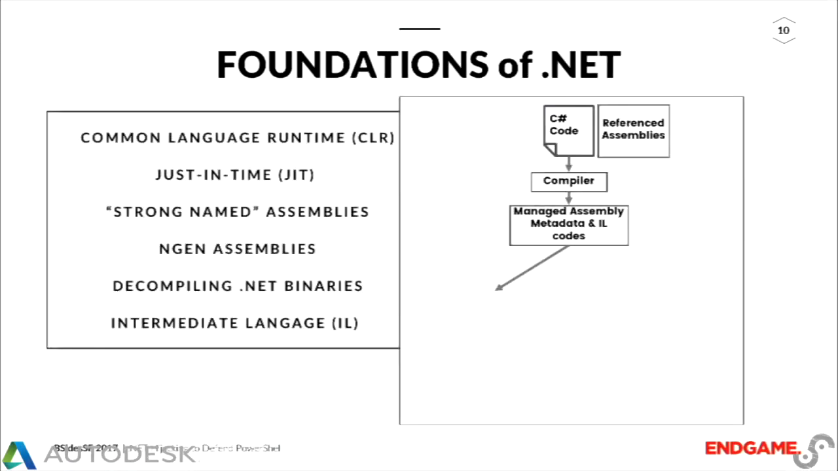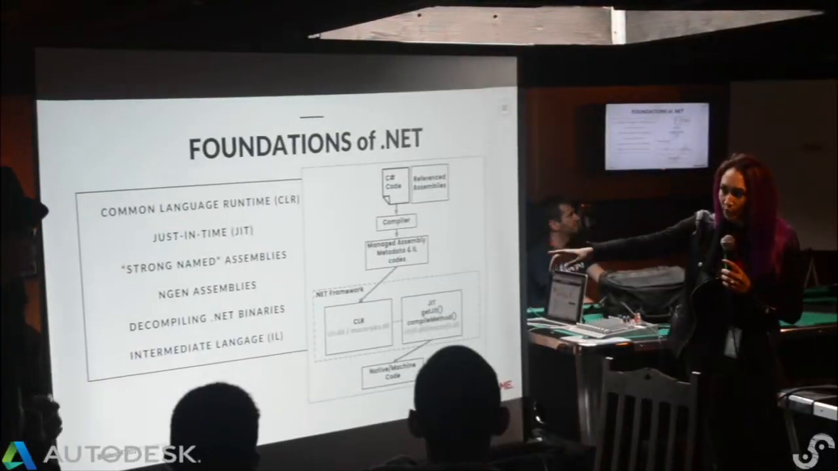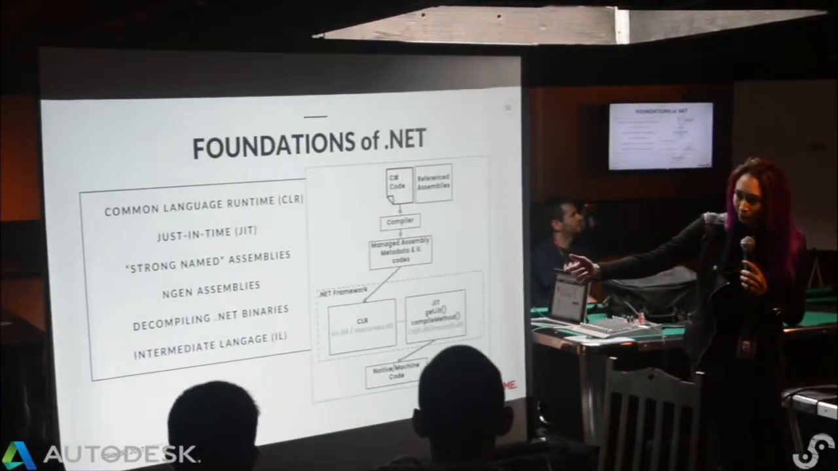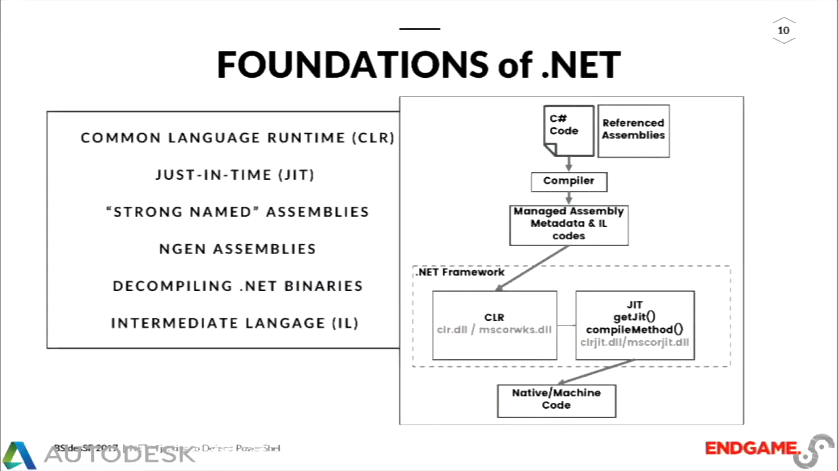So I have this lovely view of what .NET looks like. I'm going to go over the CLR, the JIT, strong named assemblies, engine assemblies, decompiling .NET binaries, and finally the intermediate language.